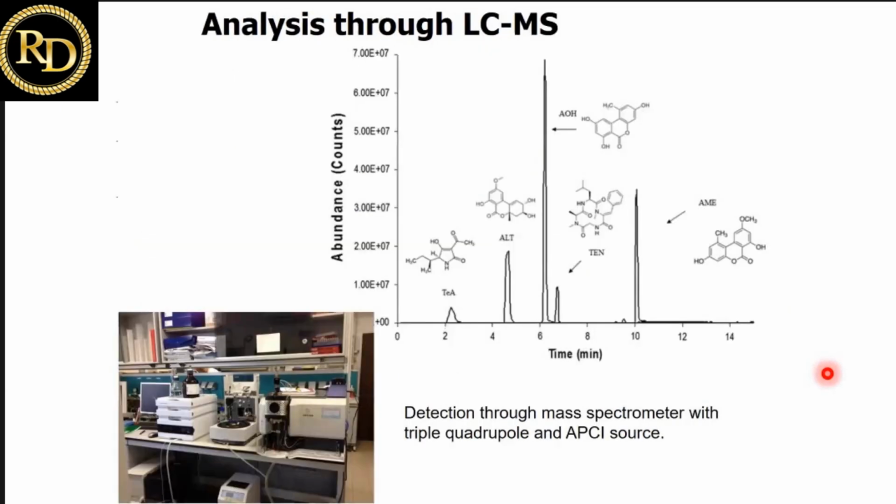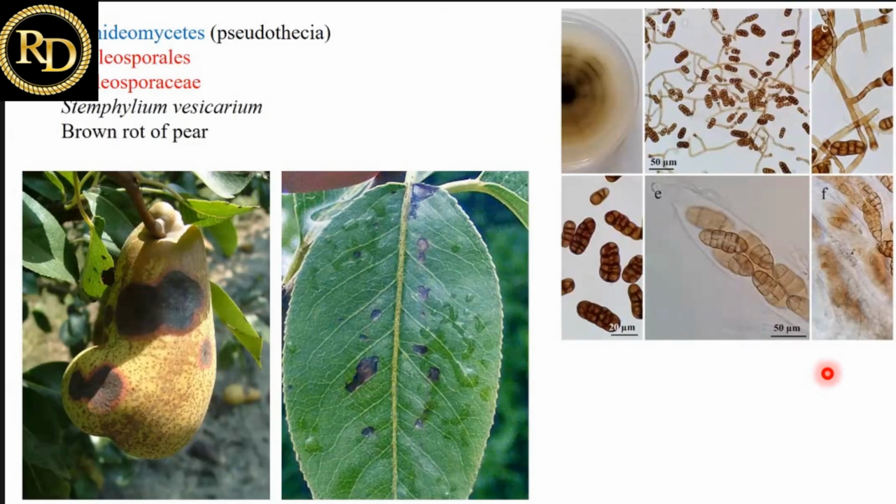Okay, so this is just to show Stemphylium vesicarium. It is the agent of brown rot of pear, and it's very similar to Alternaria, but for the symptoms. But if you observe under the microscope, you can see that the conidia have a different shape. Well, they are still dark and pluricellular, but they do not have a beak as Alternaria.